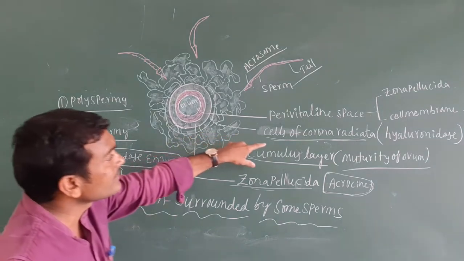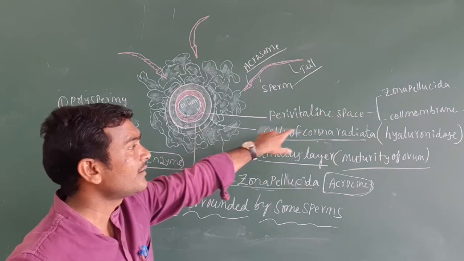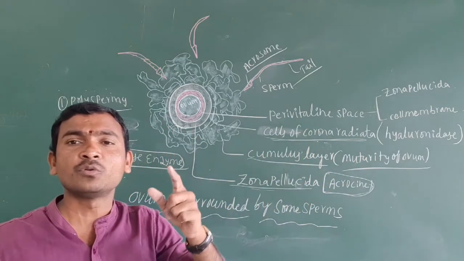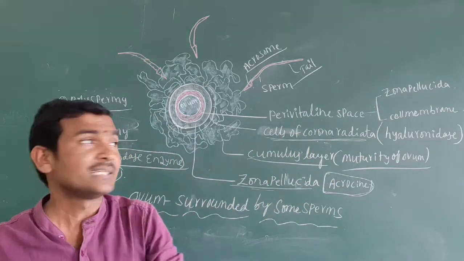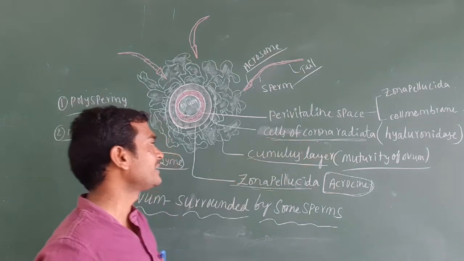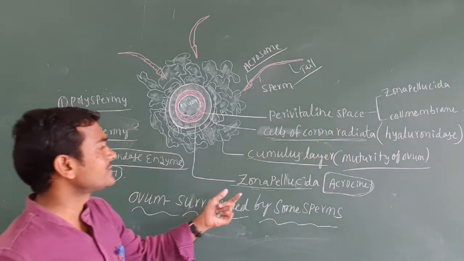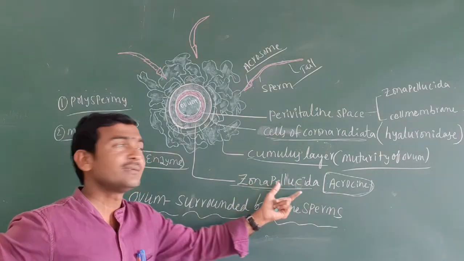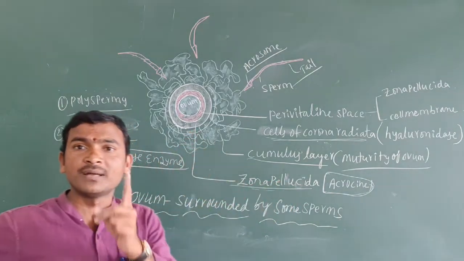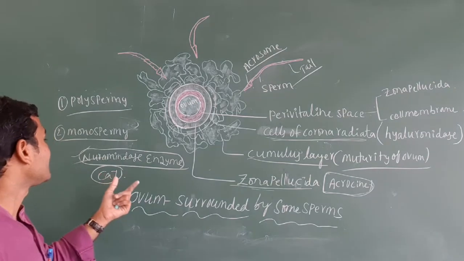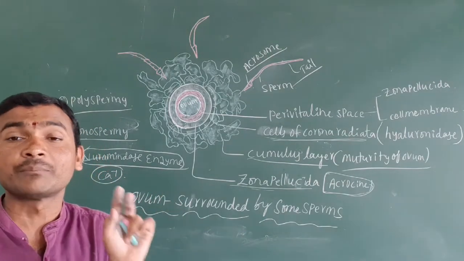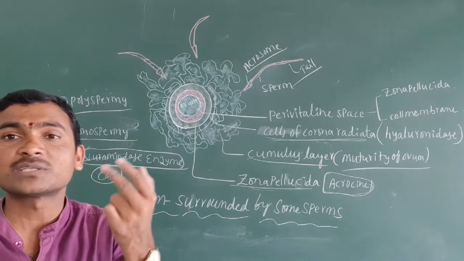Here the cells of corona radiata are ruptured by the hyaluronidase enzyme, which releases hyaluronic acid that helps in the rupture of the corona radiata. Next, the acrosin enzyme breaks down the zona pellucida membrane. Then only one sperm enters, with the help of neuraminidase along with calcium ions. When one sperm enters, it closes. Sometimes more than one sperm is also allowed.